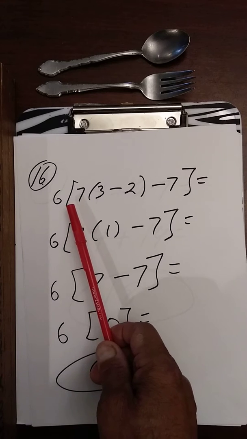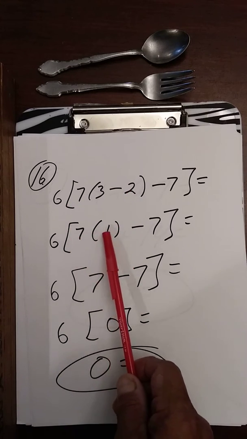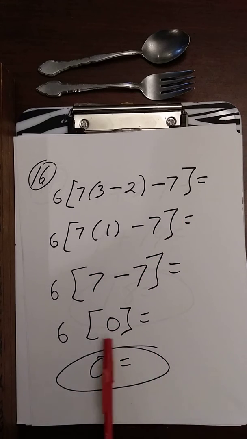Next one, order of operations again. This brings us first: 3 minus 2 is 1. 7 times 1 is 7. Bring the 7 down. And 7 minus 7 is 0. And 0 times 6 is still 0.